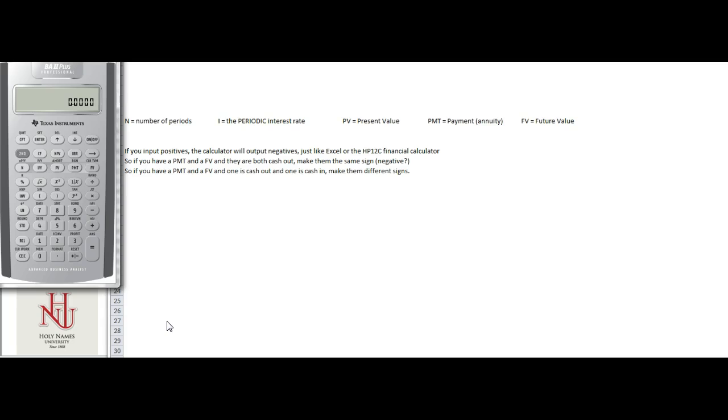We're in the third row. What is the third row? It's got 5 variables in there. N stands for the number of periods. I is for the periodic interest rate.